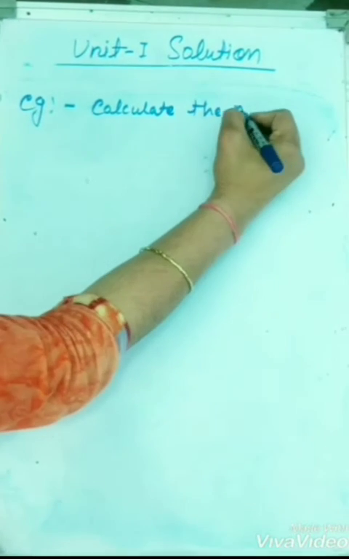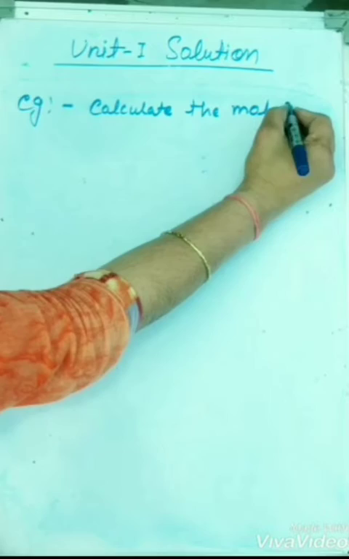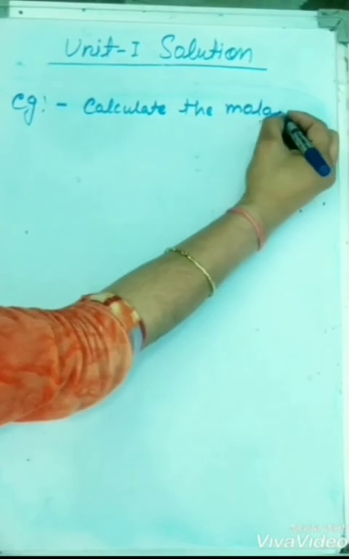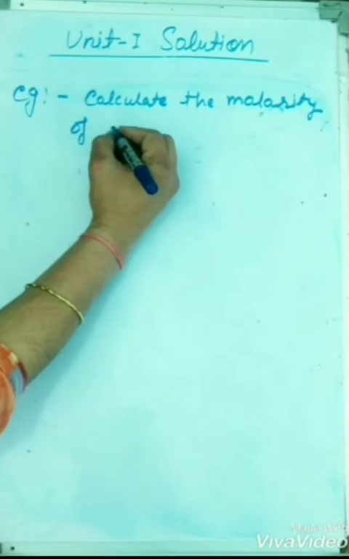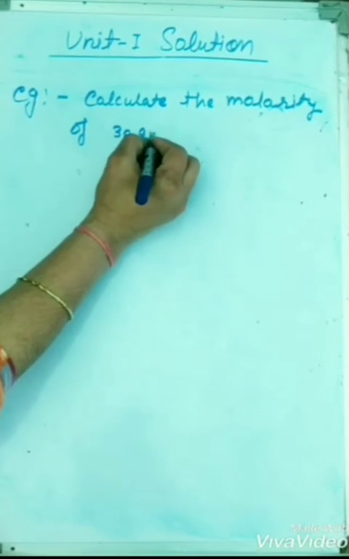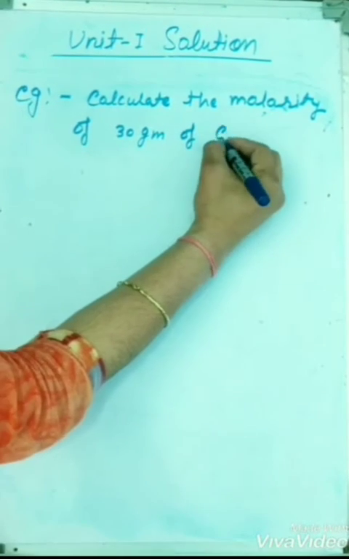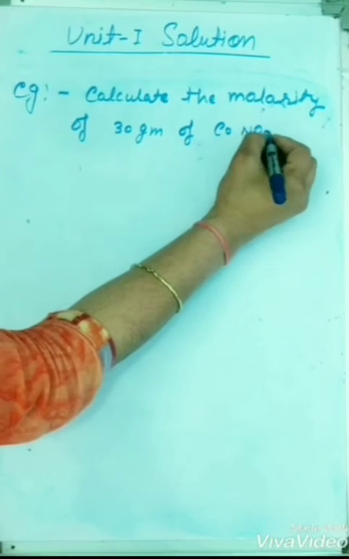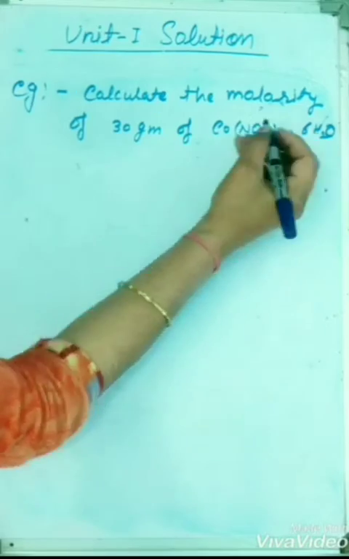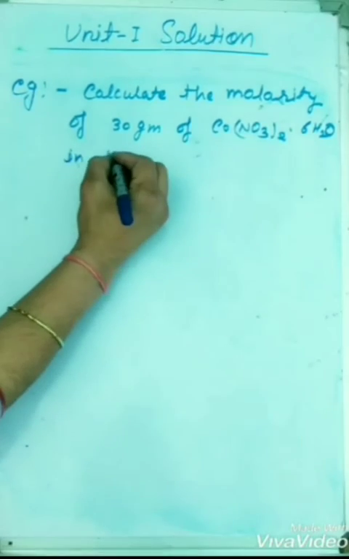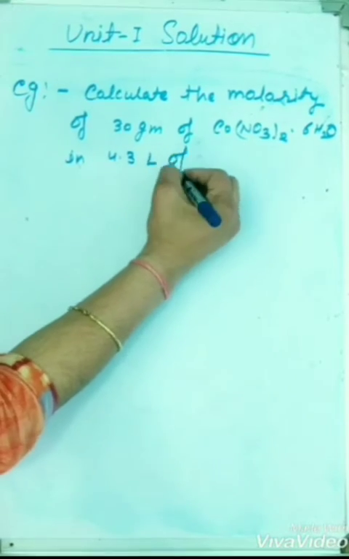Calculate the molarity of 30 gram of cobalt nitrate in 4.3 liter of solution.